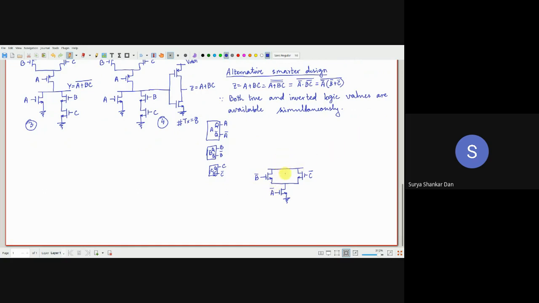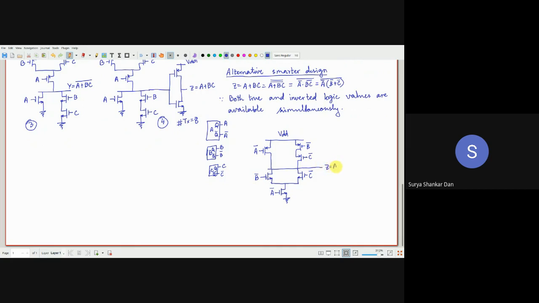All right. Now we will then make a dual of this. So whatever is in series becomes parallel. So let's just put A bar in parallel, and whatever was parallel here, B and C was in parallel, right? B bar and C bar were in parallel, so I'll just put them in series. So this is your VDD. And this over here becomes your output.